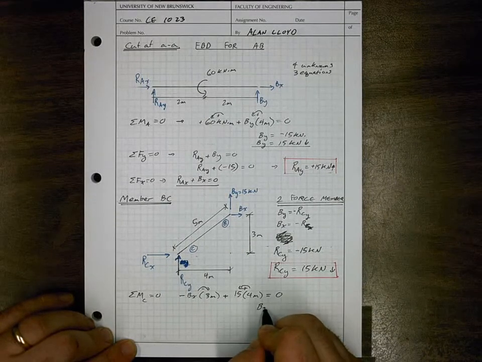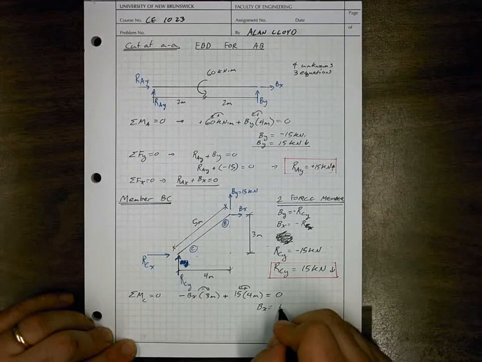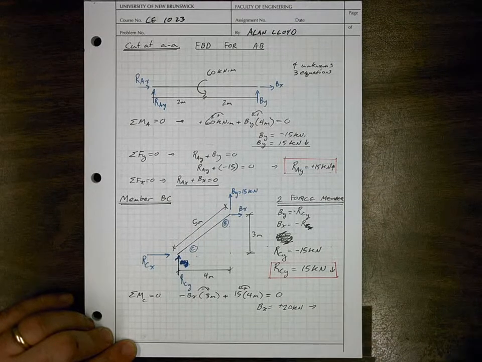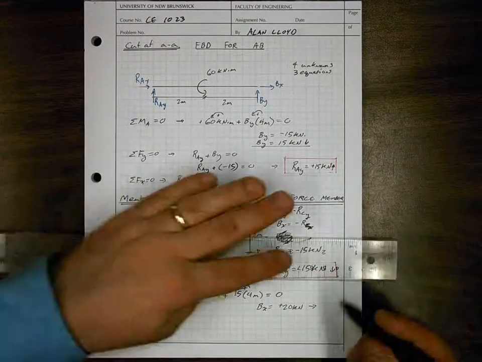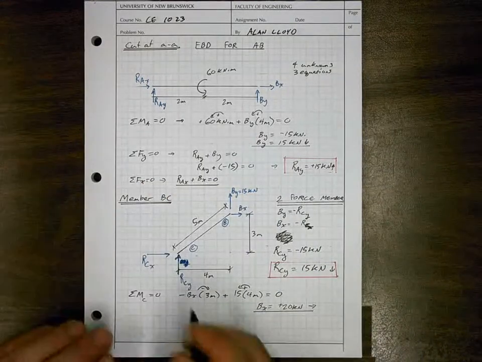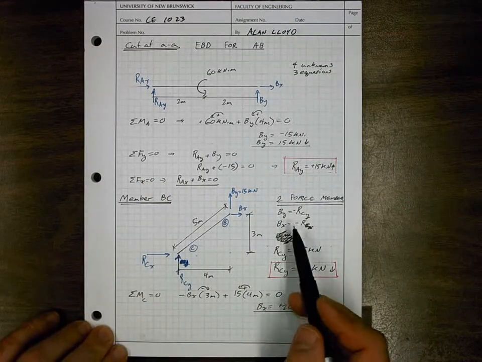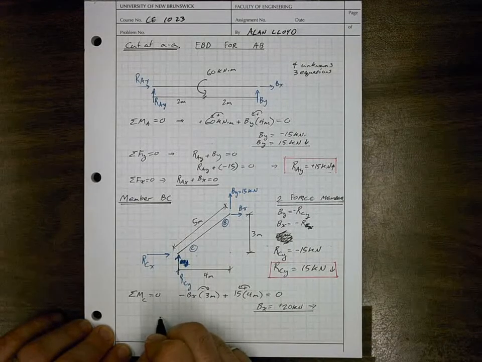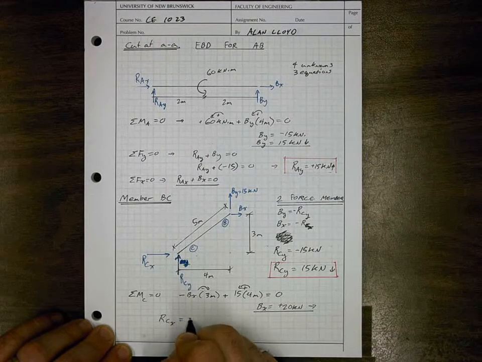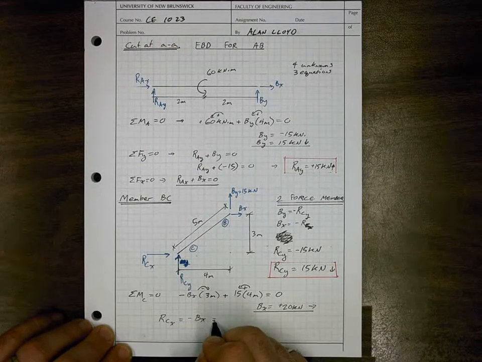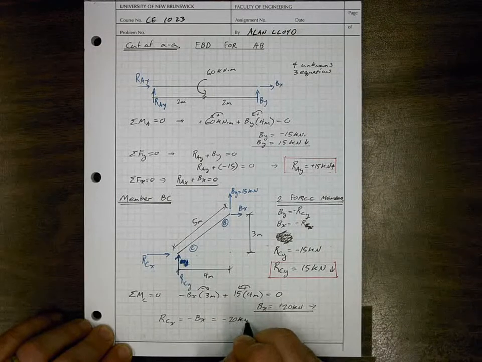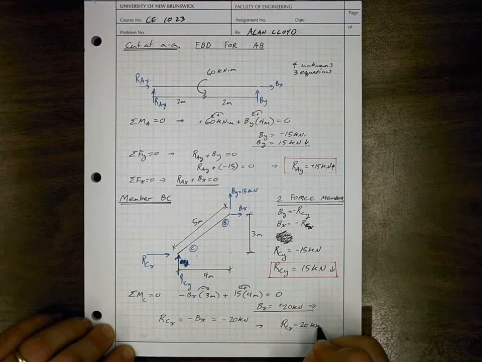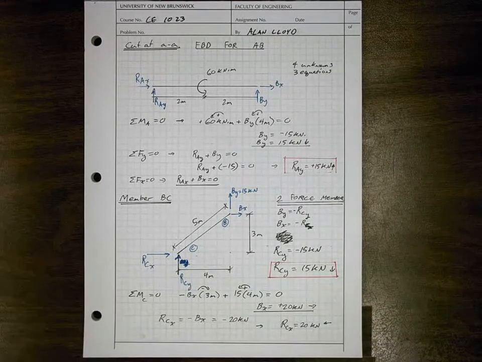And we can solve for Bx is equal to plus 20 kilonewtons going in the direction that we drew it. And this will give us the value of RCx immediately. So now, using the above equation, we can say that RCx is equal to minus Bx is equal to minus 20 kilonewtons. Therefore, RCx is equal to 20 kilonewtons acting to the left.